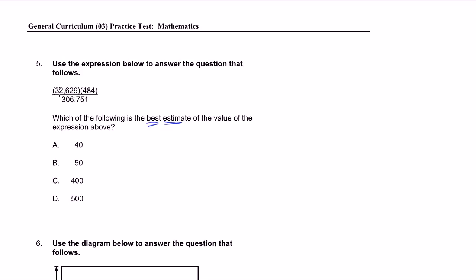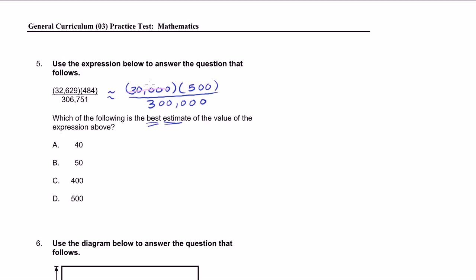So if I wanted to round this out, 32,629, I'd say that's approximately equal to 30,000 times, instead of 484, I'm going to say that's roughly equal to 500. And then divide that by 306,751. I'm going to say that's roughly equal to 300,000. So the first thing I want to do, maybe I'll divide the top and the bottom by 3.